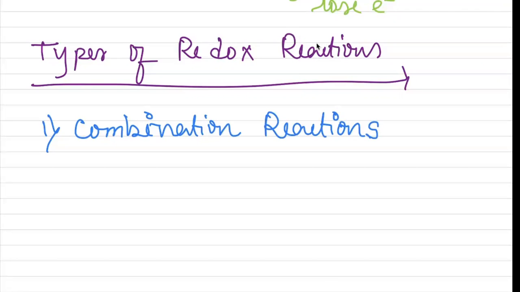Combination reactions. Combination means what? Combine. Combination means join together, right? So what is a combination reaction? You have learned it in junior classes also.